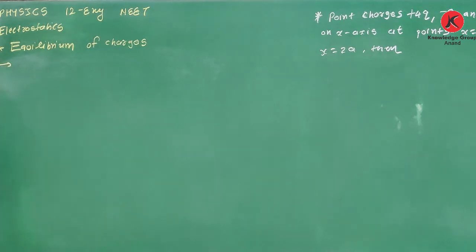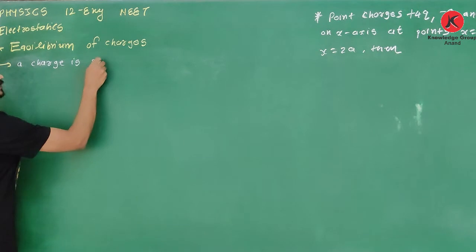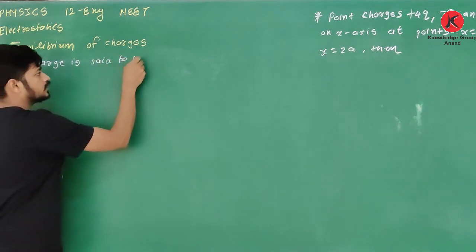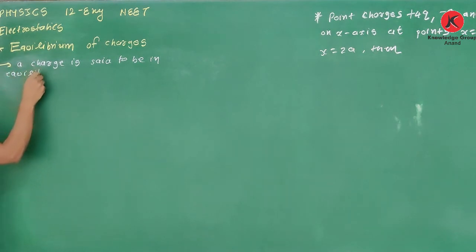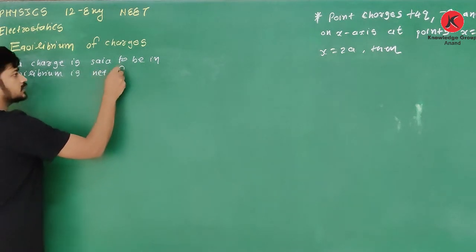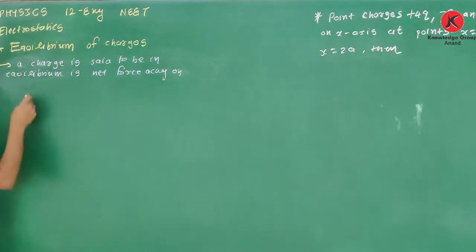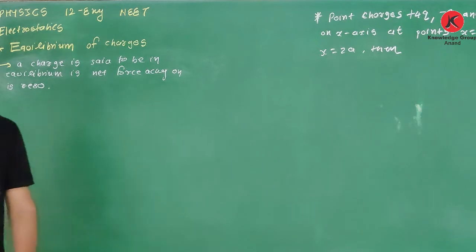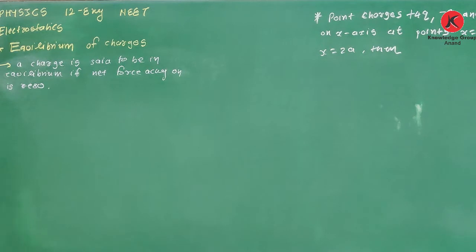See, first of all, for one charge, a charge is said to be in equilibrium if net force acting on it is zero. Simple. A charge is said to be in equilibrium if net force acting on it is zero.